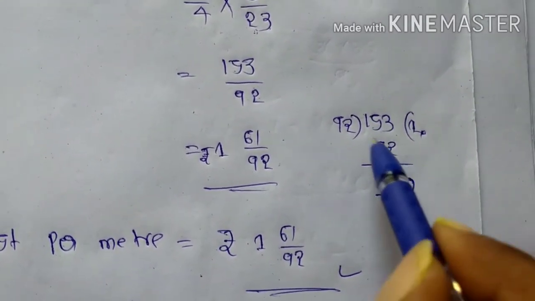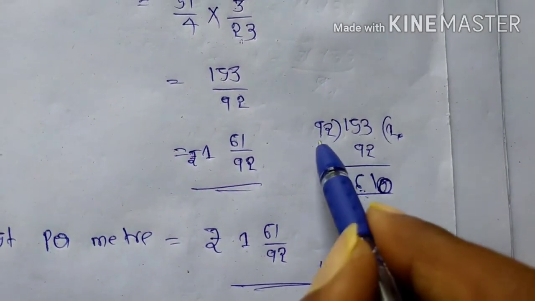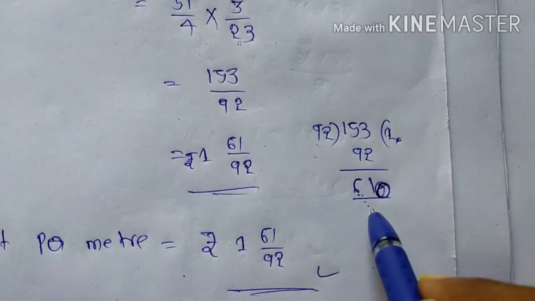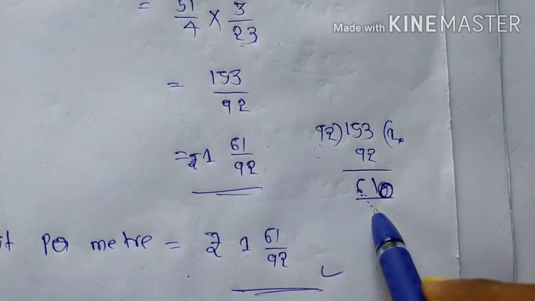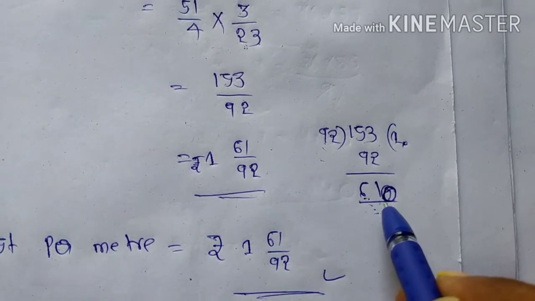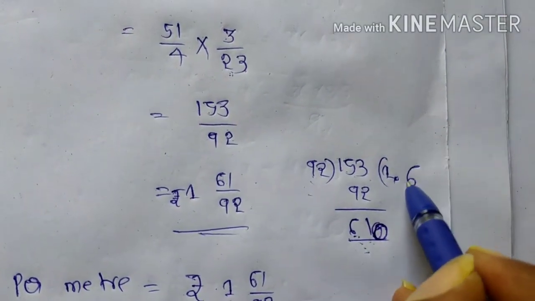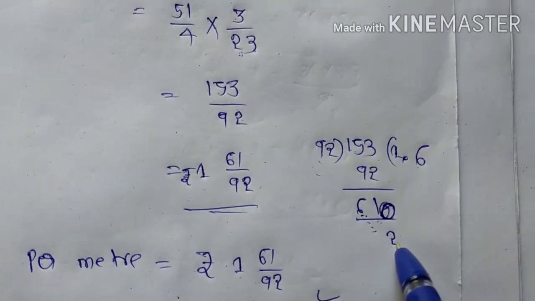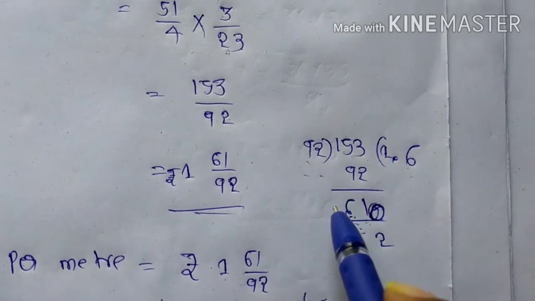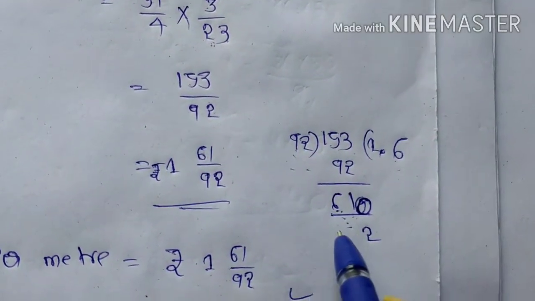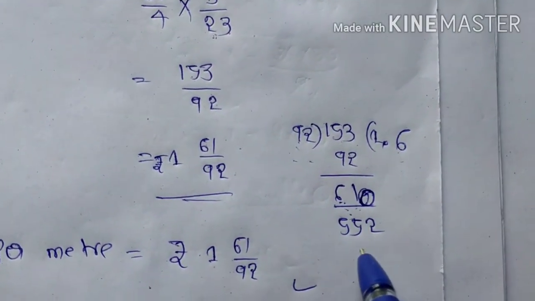See here, 61.0. 92 how many times can you see here? 9 5s are 45, 9 6s are 54. It is nearest to 61, so you can take it 6 times. See here, 6 2s are 12, 6 9s are 54. 54 plus 1 is how much? 55. That means you can write here 5.0.